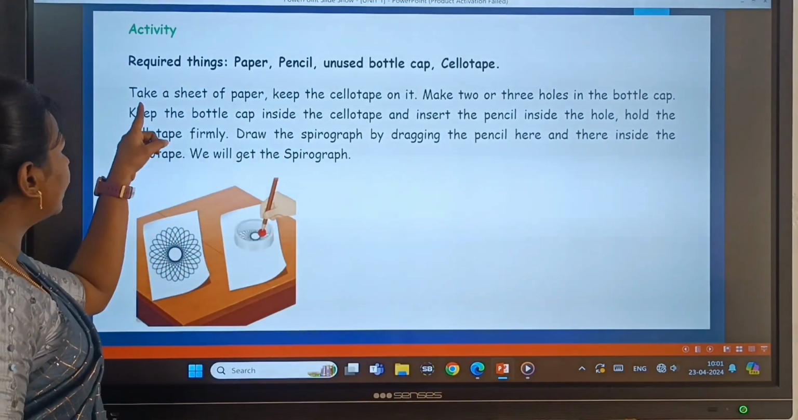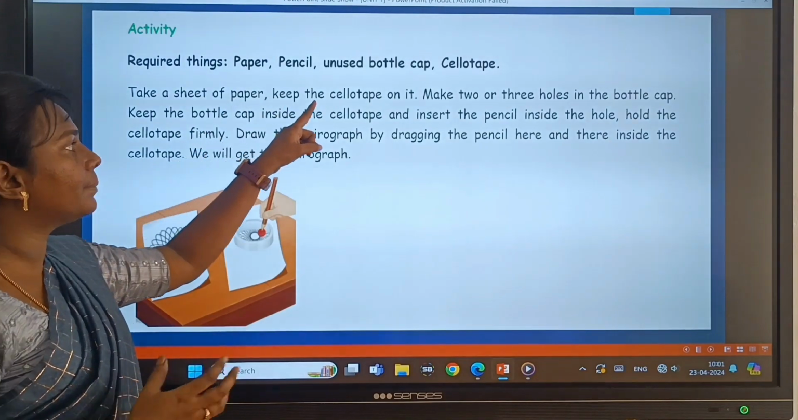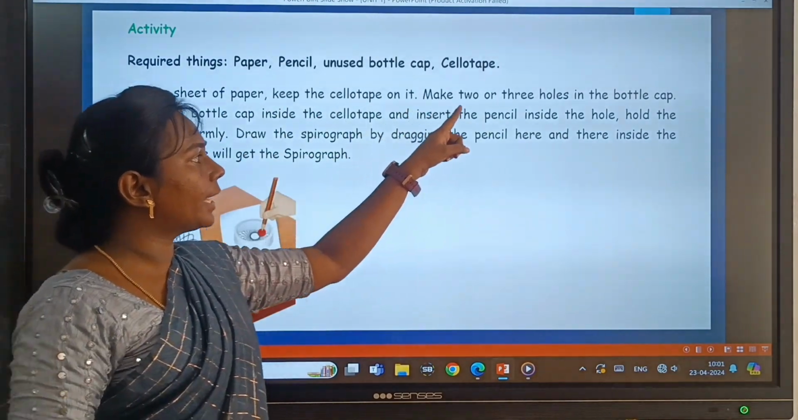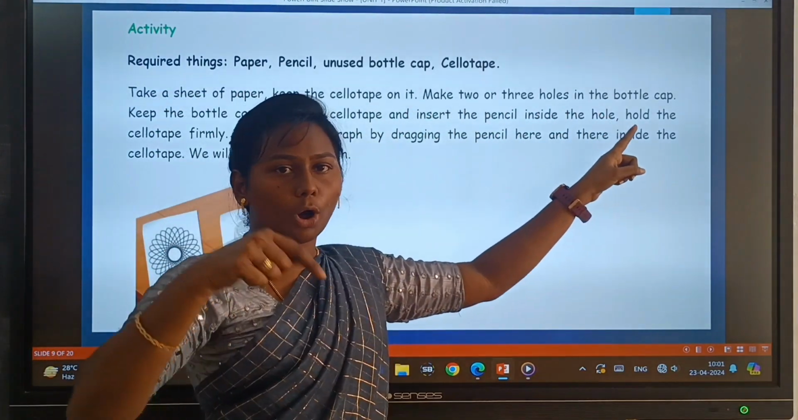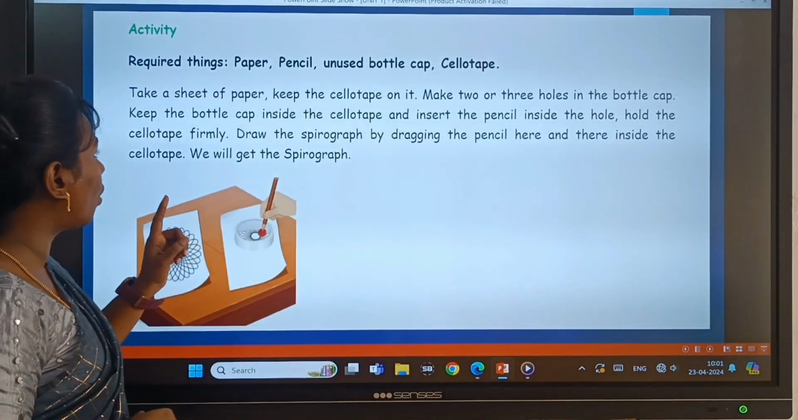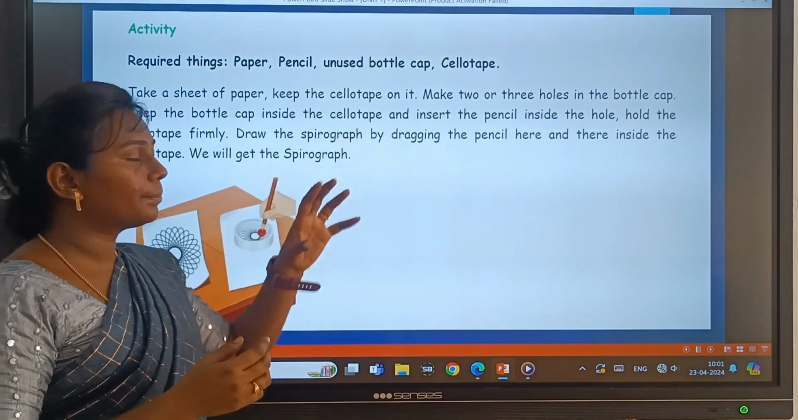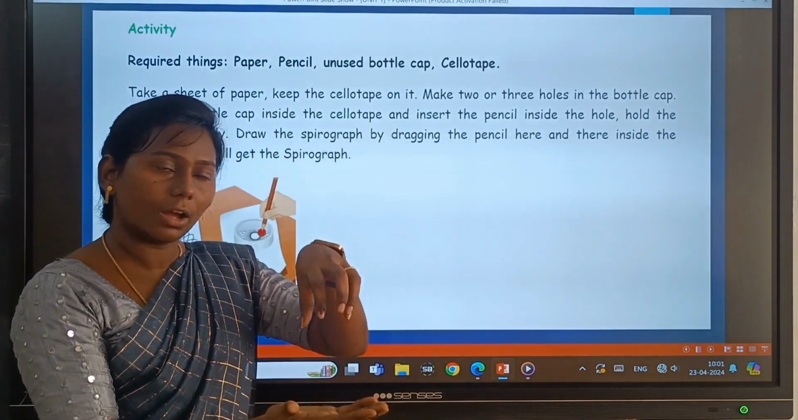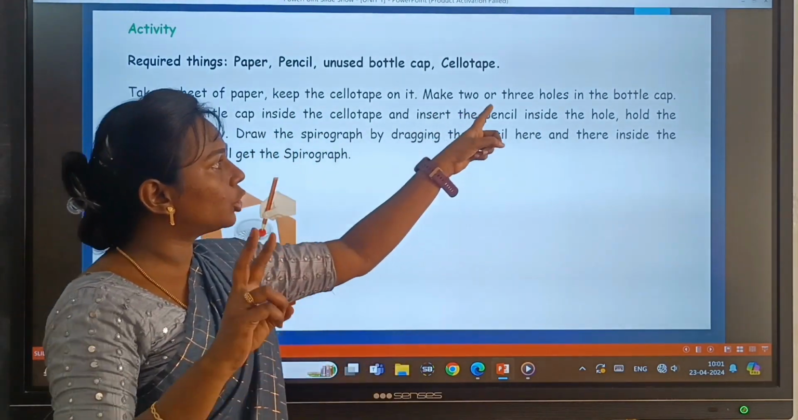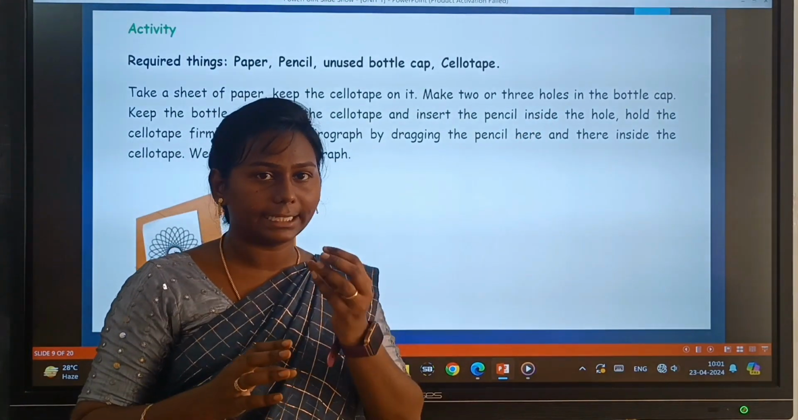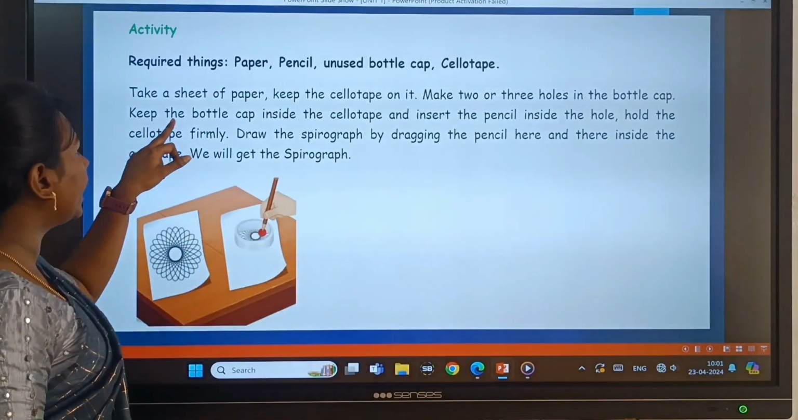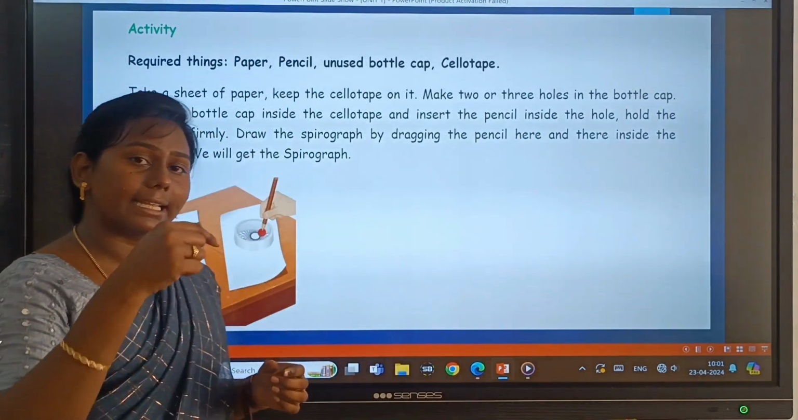See here, take a sheet of paper, keep the sellotape on it, and make 2 or 3 holes in the bottle cap. Okay, first what you have to do? Take a sheet of paper. Then keep the sellotape on it. Make 2 or 3 holes in the bottle cap. Next, keep the bottle cap inside the sellotape.